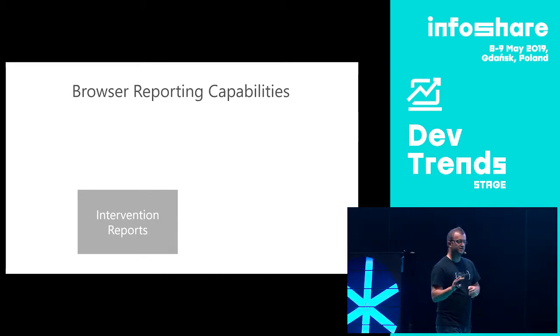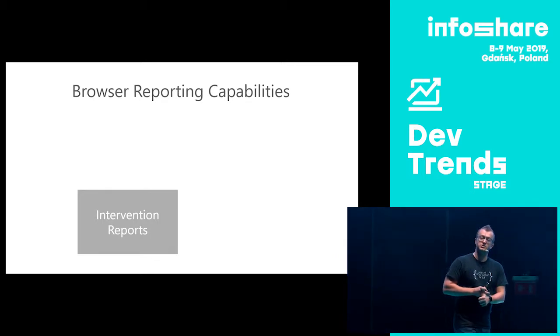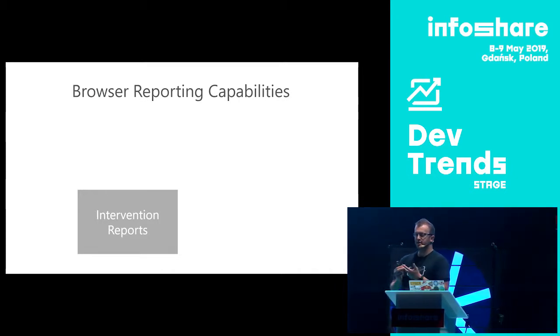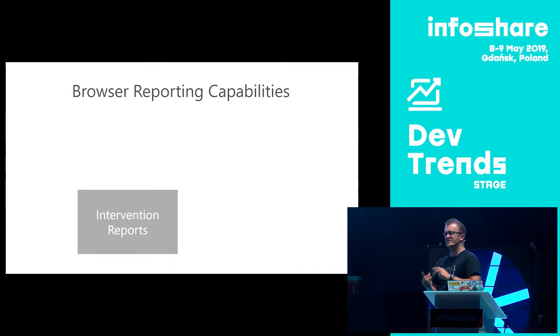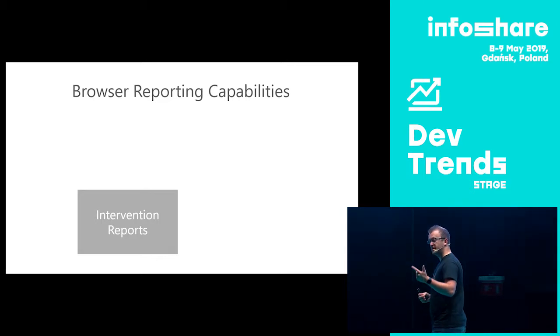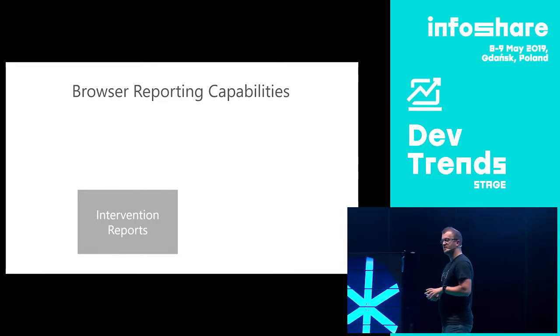Now, there's only 3 reasons that the browser will do that. Number 1, in the interests of performance. Number 2, in the interests of security. And number 3, in the interests of user annoyance. So if you ask the browser to do something that it deems bad for performance, bad for security, or annoying to the user, the browser may choose to do something else instead.